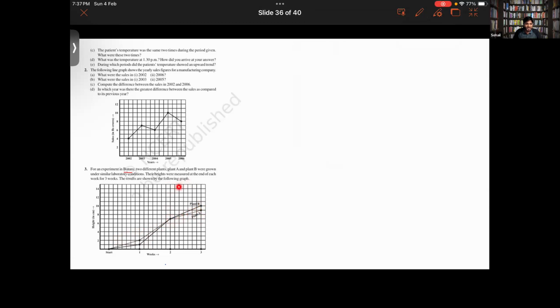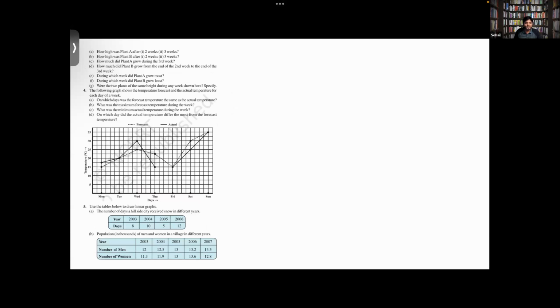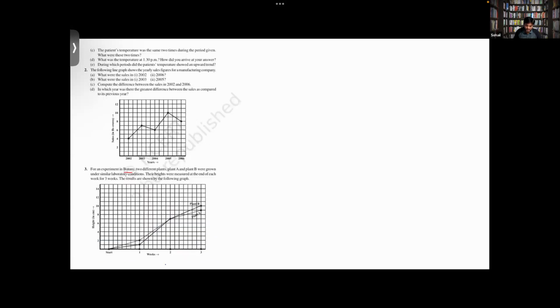Their heights were measured at the end of each week for 3 weeks. So after every 1 week, their heights were measured, and they kept on doing this for 3 weeks. Results were displayed on this graph. How high was plant A after 2 weeks? Look at the height of plant A. It corresponds on the y-axis to 7 centimeters, right? Also, we can see that after 2 weeks, both of the plants achieve the same height, because they are coinciding at the same point.